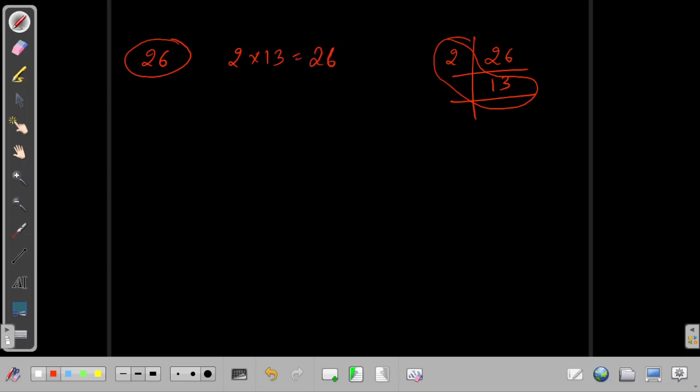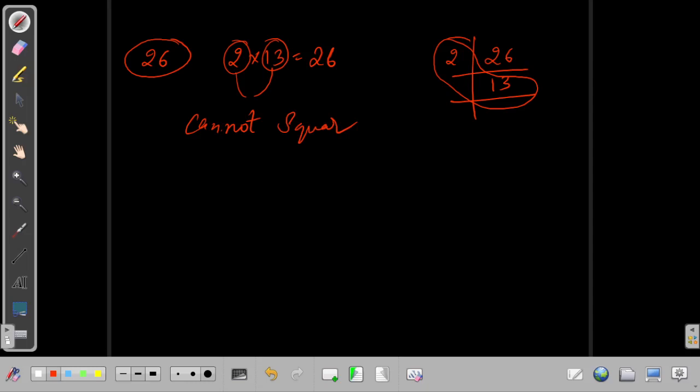So what is a square? Actually, what is the definition of square? The square definition is the product of two same numbers, right? So here it is the product of two different numbers, so we cannot say this is a square.